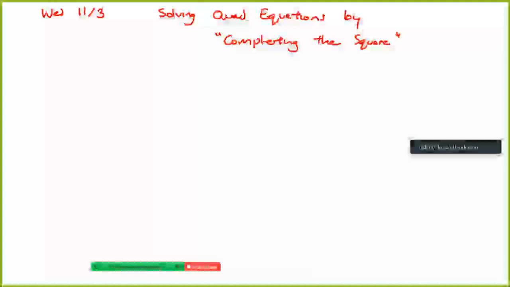This is our third and newest way to find the solutions, find what x is for a quadratic equation. So we'll start this in just a second, completing the square. Before we do, I want to do a warm up with you. So wake up, turn on those thinking caps.